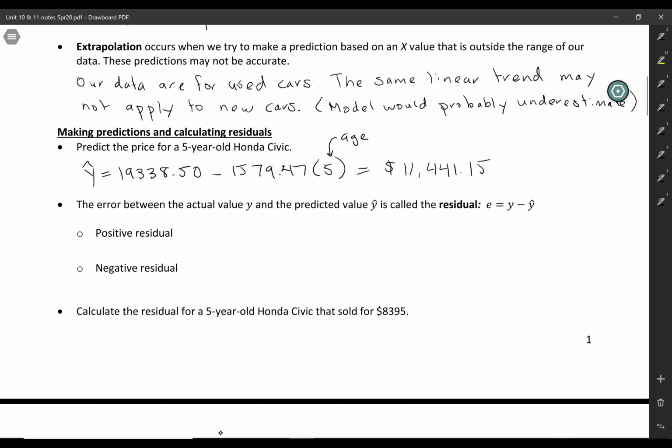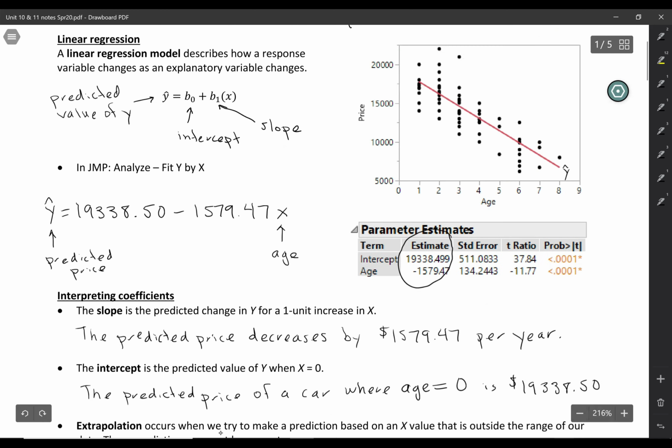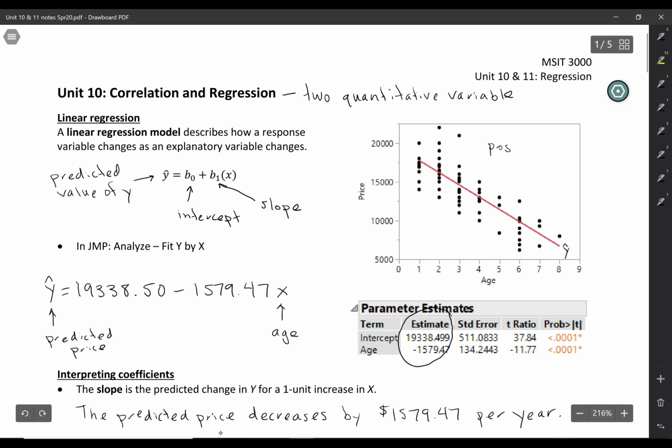But of course our predictions aren't always exactly right. So we define the residual as the difference between the actual value, so y here is representing the actual value, and y hat is indicating the predicted value. Okay, so positive residuals, that happens when your actual value minus your predicted value is positive. So in other words, that means that the actual values are higher than predicted. So if we look at the graph, anytime we have points that are above the line, these have positive residuals.